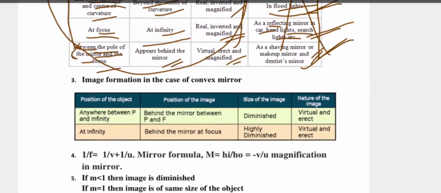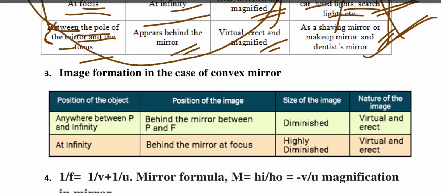So the same in the case of convex mirror. Here only two possibilities are there. When you place the object anywhere between pole and infinity, you will get the image behind the mirror, that is between pole and focus. The size of the image is diminished, and the nature is virtual and erect.